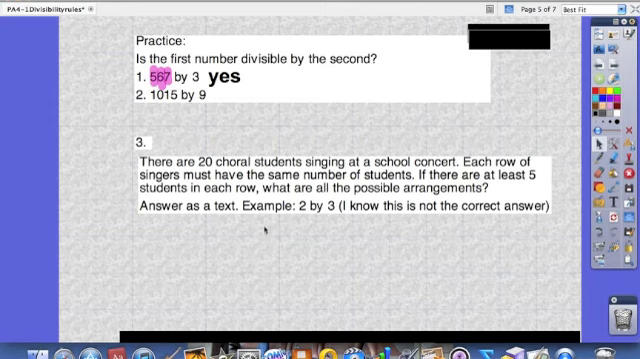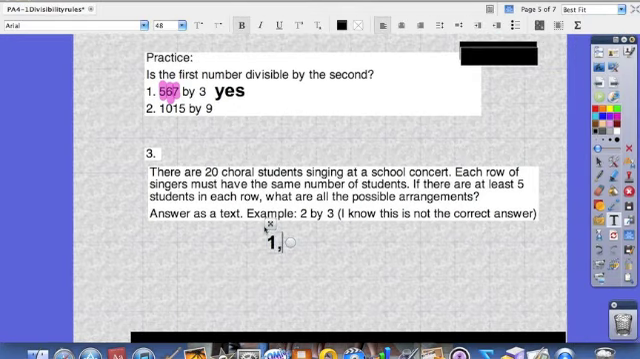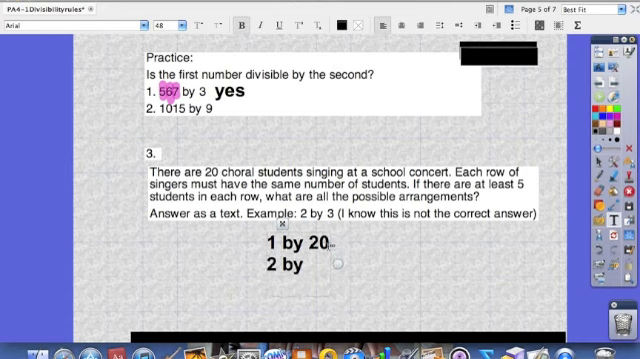Well, we can use the factors of 20. So I know that 1 times 20 is 20. I can have one row of 20 students. In fact, they want us to write it like this, 1 by 20. Another row is 2 by 10, because 2 times 10 is also 20 students.